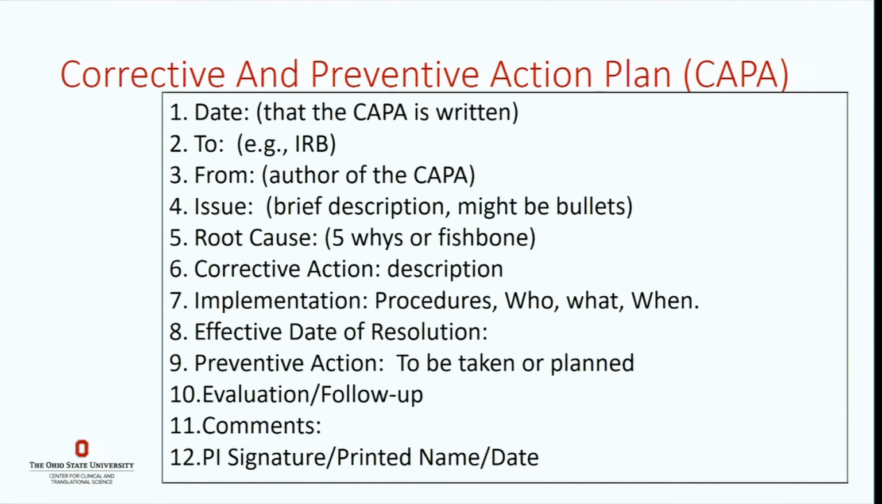And you want to talk about your corrective action and be very descriptive about your corrective action. Saying we wrote an SOP, everybody's on to it, high five, we have an SOP. FDA is going to say you did not give me a corrective action plan. So the effective data resolution, implementation procedures, and then the preventive action, the evaluation and follow-up.